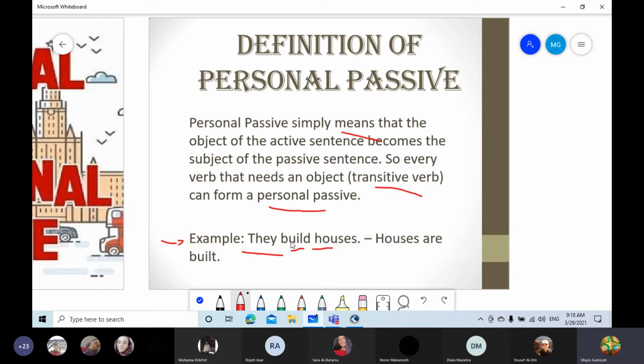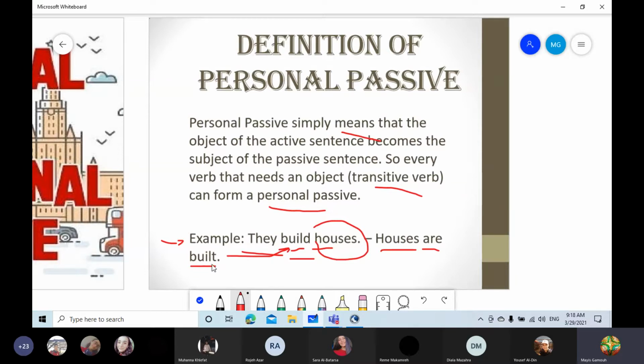So subject, verb, object. When I want to make it a passive sentence, I insert my object to become the subject. So I say houses, and I put the third form of the verb accompanied with be. And here I inserted are because my verb was in the simple present tense, so the verb to be will be are, and then the third form of my main verb, which is build, built, built.